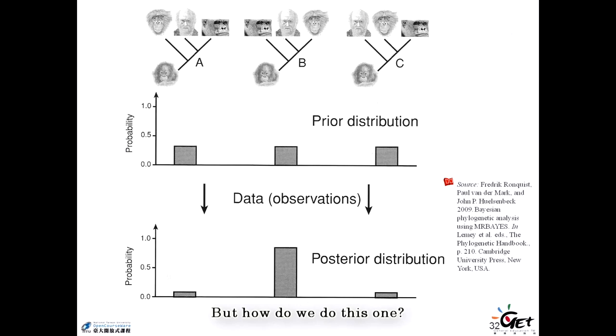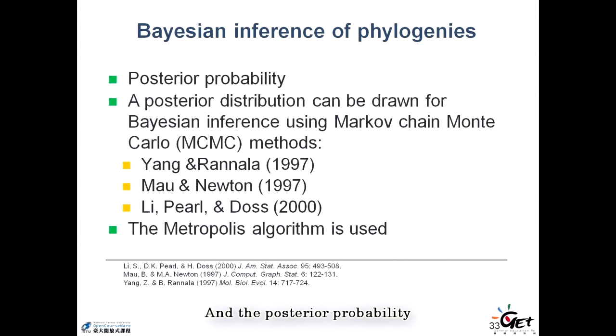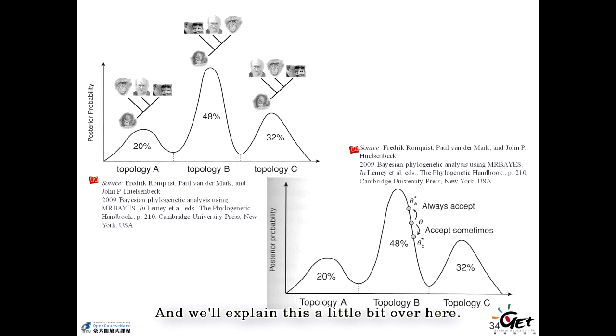But how do we do this? That's the difficult part. The posterior probability can be drawn from this inference by a Markov chain Monte Carlo process, called the MCMC method. Nowadays we also incorporate the Metropolis algorithm to calculate it. The Markov chain Monte Carlo method is a kind of stochastic model for keeping things going, and we'll explain this a little bit here.